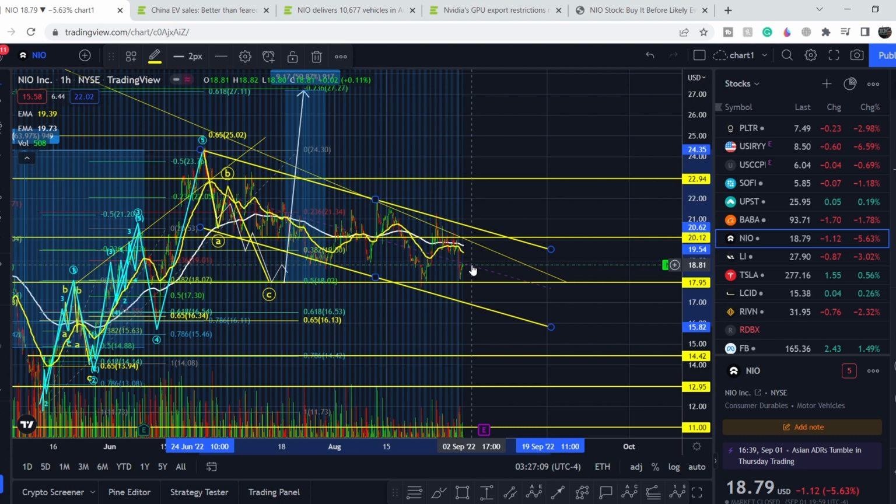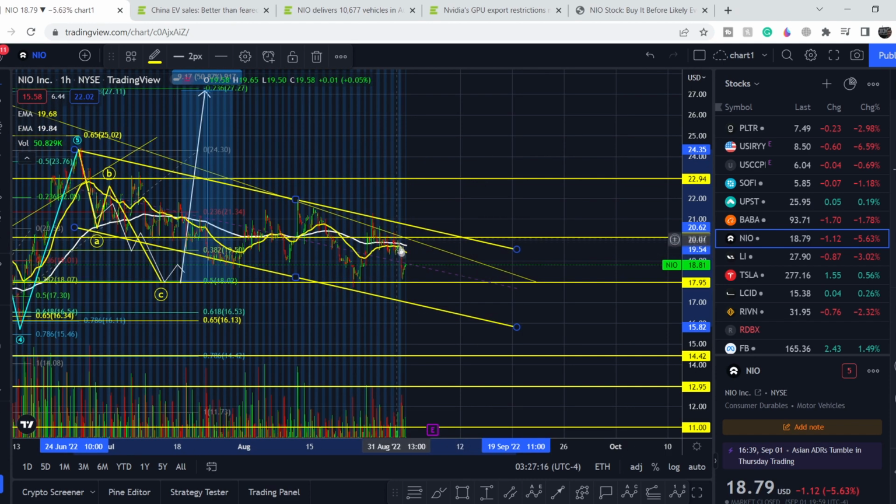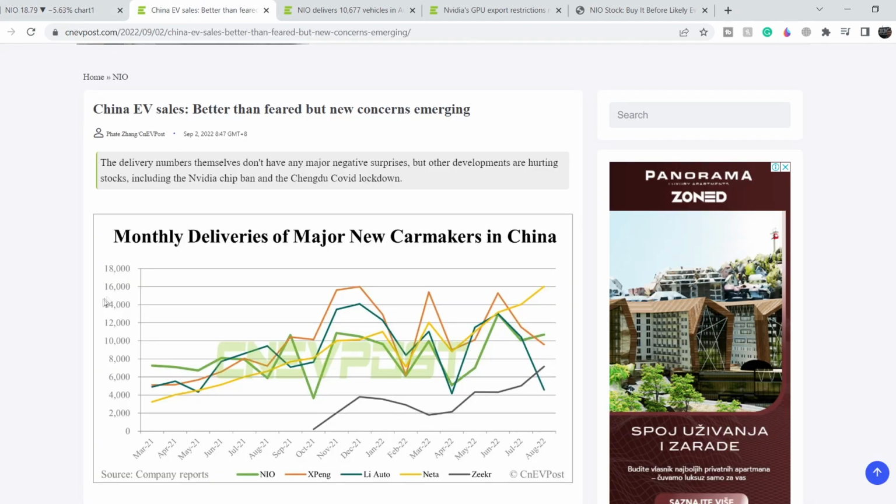For now, let's continue with the fundamental news, and let me show you what was the reason for this movement to the upside, and especially what was the reason for this decrease in its price and how it might affect the price of NIO in the long-term perspective. So first of all, we have this article that was published on September the 2nd on cnvpost.com, and is titled "China EV sales better than feared but new concerns emerging."